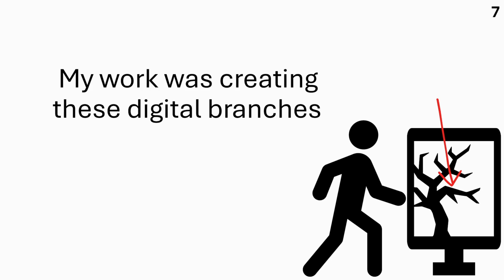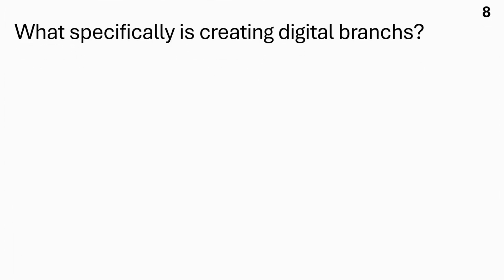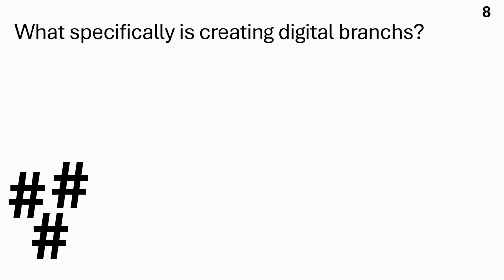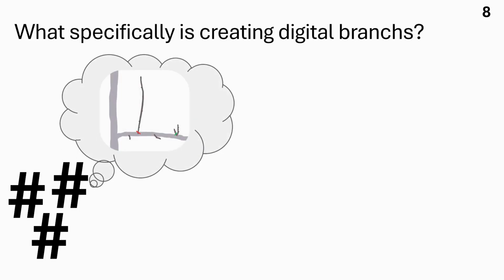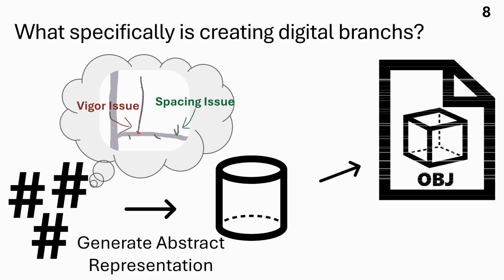My work was curating these digital branches. So what exactly did I need to do? I needed to write a program that would take some input parameters, which represent some characteristics of a branch indicating it needs to be pruned. For example, a branch with a vigor issue, where it's too long with too few buds, or a branch with a spacing issue, where the buds are too close together. Next, I would need to somehow generate an abstract representation of this based on the parameters, and then I would need to write that to a 3D model.